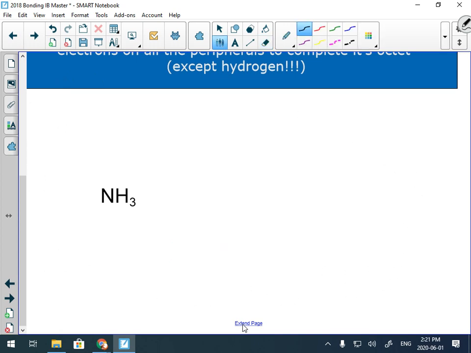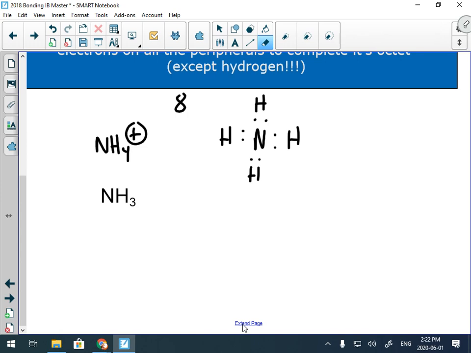Okay, now here's another one we could do. All right. What about NH4+? Well, normally that would be 5 plus another 4 is 9, but positive means it's lost electrons, so it's got 8 electrons. And when I set this up and put my electrons in, I'm done. That's ammonium. That's the difference between ammonium and ammonia. I've connected my peripheral. I'm good to go.